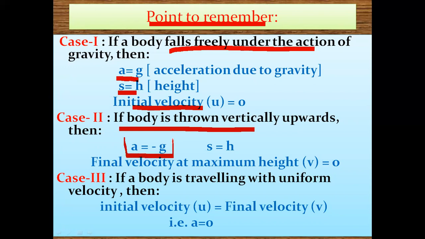Similarly, in case two, if a body is thrown vertically upward, then a is equal to negative g, meaning your acceleration value will be negative, and s represents h. Here you have to remember, when we throw something vertically upward, the value of g will be negative. And the final velocity at the maximum height, when you throw something upward, is 0.